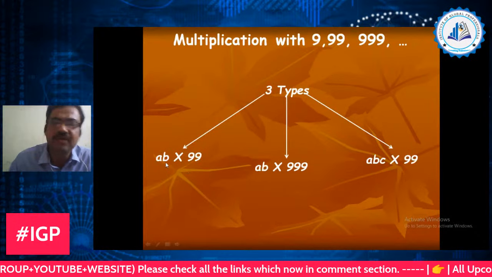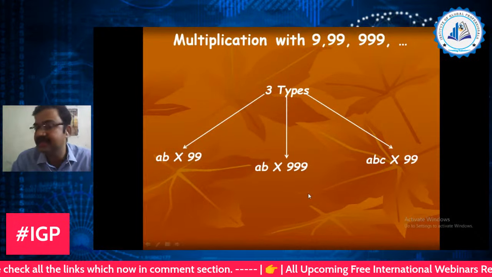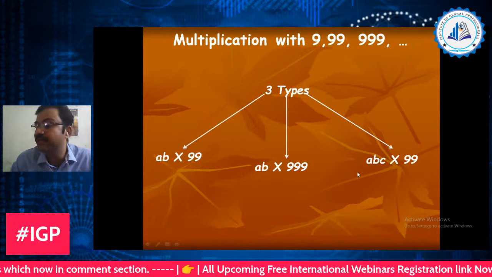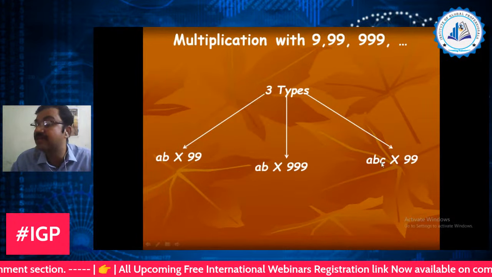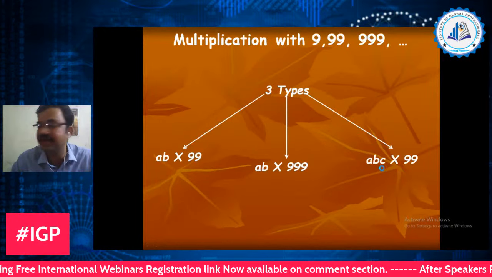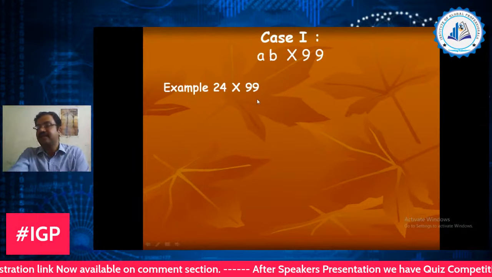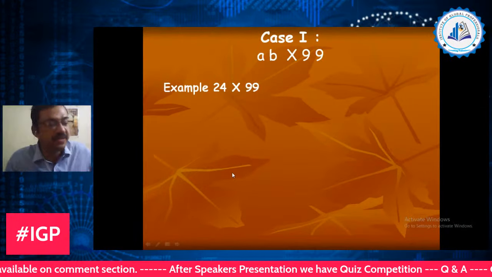First case, both digits are the same. The second case, the first number is less than the second number. And the third case, the first number is greater than the second number. Now we start case first. If both digits are the same, let us take one example to understand this method.